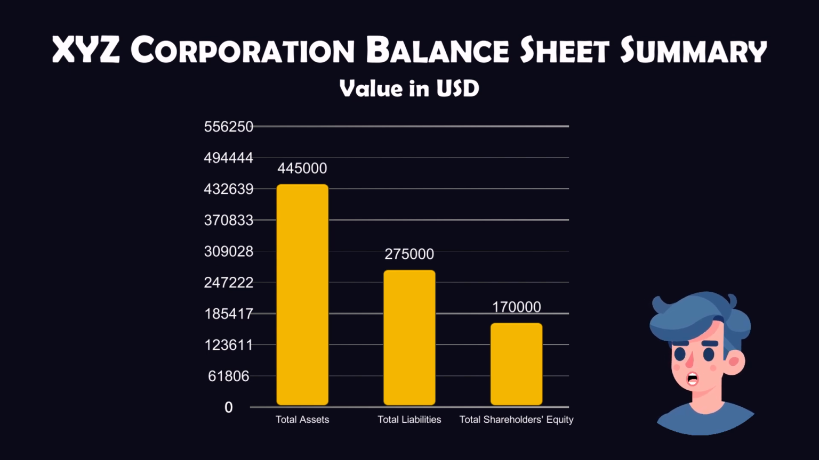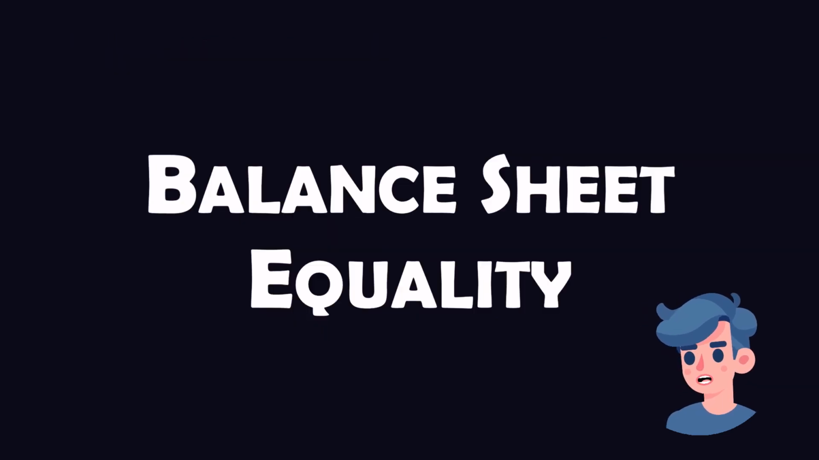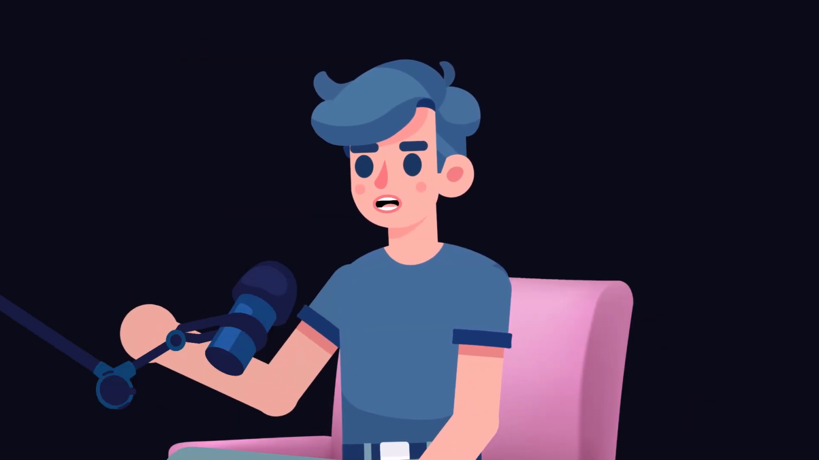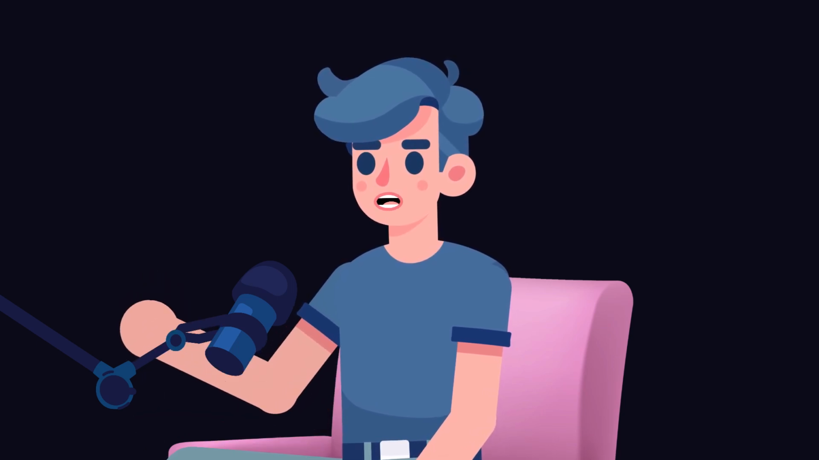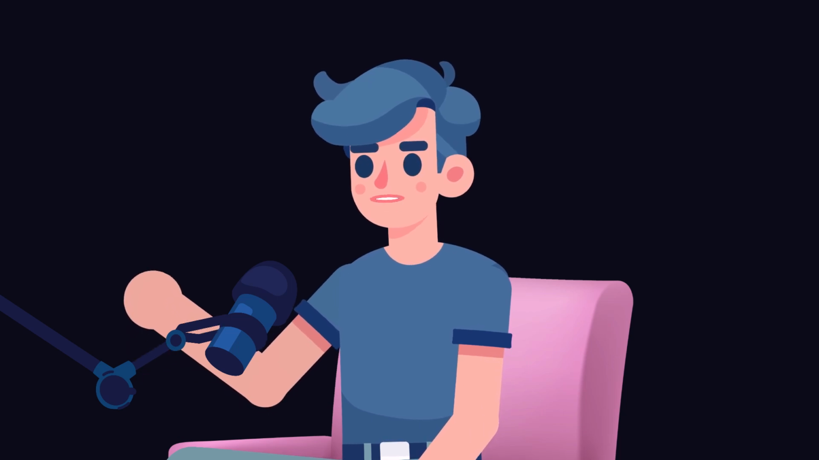Short-term loans, $40,000. Long-term debt, $150,000. Deferred tax liabilities, $25,000. Total liabilities, $275,000. Shareholders' equity: common stock, $100,000. Retained earnings, $70,000. Total shareholders' equity, $170,000. From the example above, we see that the balance sheet balances. Total assets equal total liabilities plus shareholders' equity, $445,000 equals $275,000 plus $170,000.